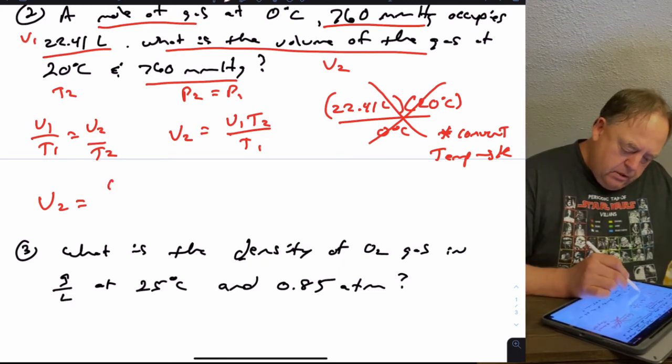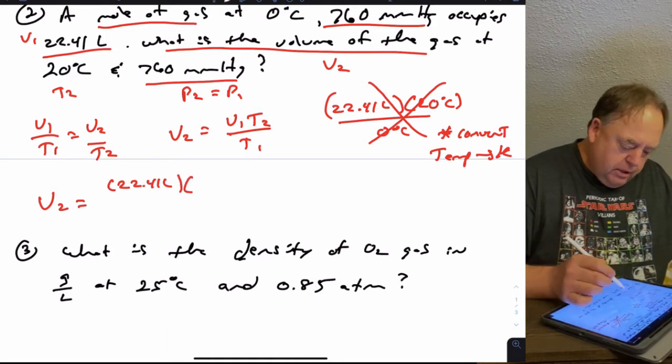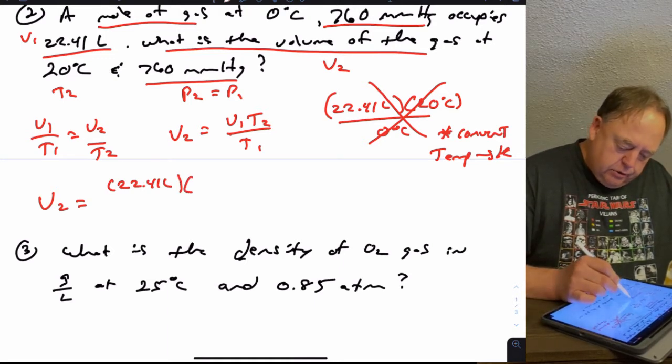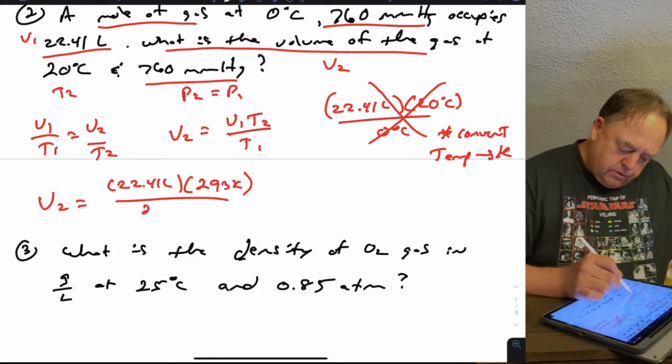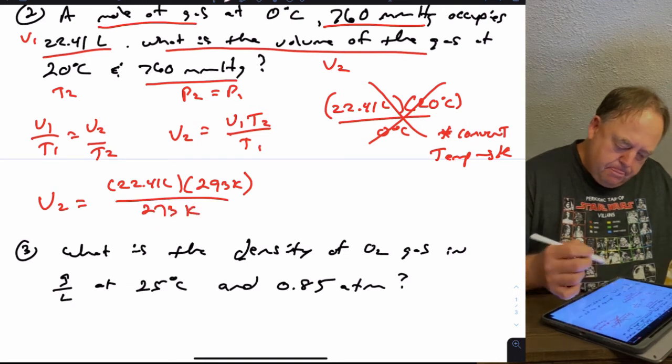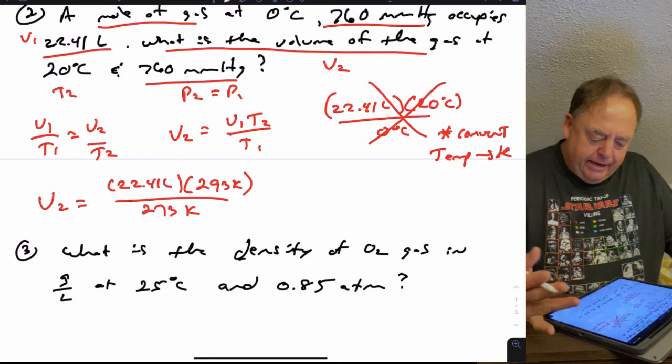So V1, 22.41 liters times 20 degrees Celsius plus 273, so 293 Kelvin, and then over 273 Kelvin. But again, before you even do the math, you can qualitatively think about the answer.